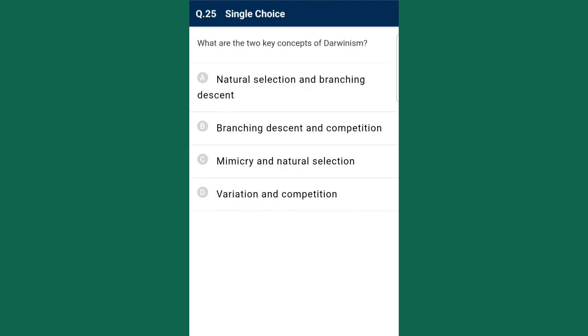Question number 25. What are the two key concepts of Darwinism? Fitness is the end result of ability to adapt and get selected by nature. In an organism, fitness depends upon the inherited characteristics, so there must be a genetic basis for getting selected and evolving. We can say that some organisms in a population are better adapted to survive in the hostile environment. So the answer for this question is option A. Natural selection and branching descent are the two key concepts of Darwinism.